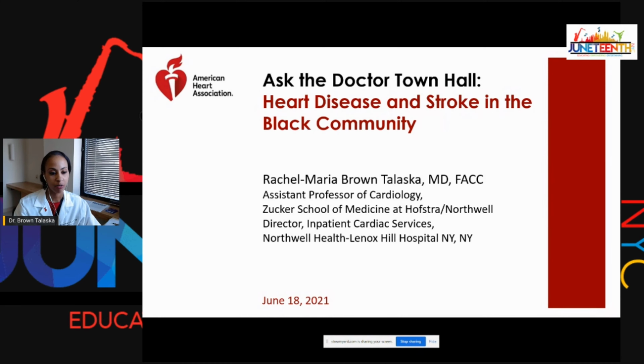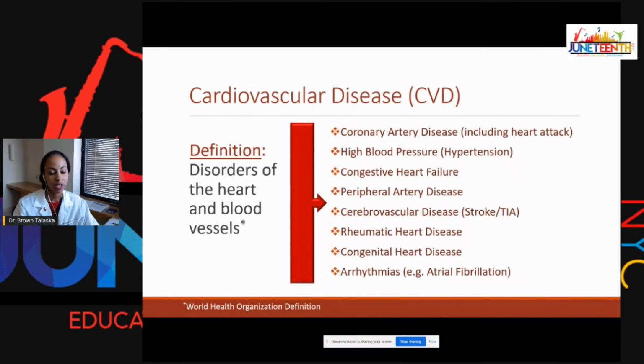So let's dive right in, and we are going to start with the definition of cardiovascular disease. What does this mean when your doctor says we are trying to prevent cardiovascular disease or you have cardiovascular disease? Cardiovascular disease essentially means a disorder of the heart and the blood vessels. There are some examples listed here.